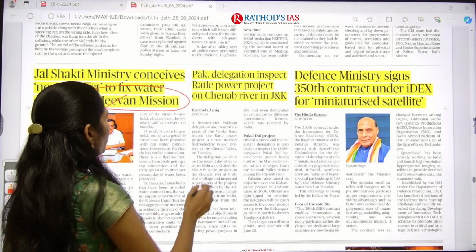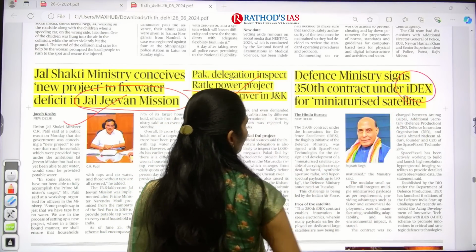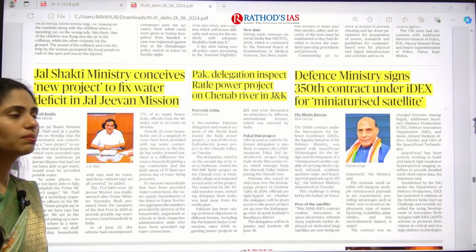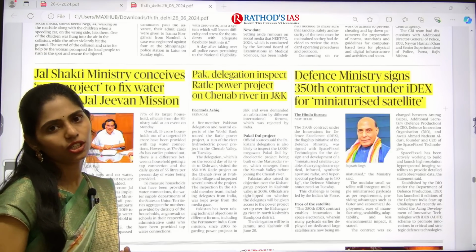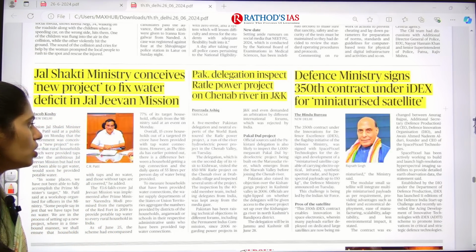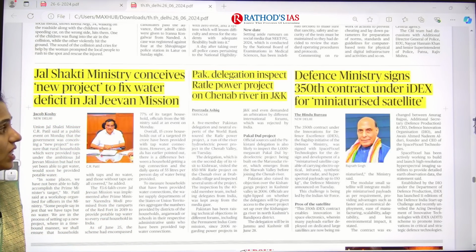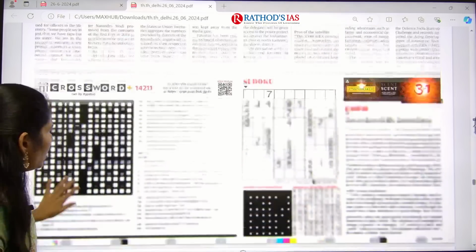And next it is about the Ratley Power Project, which I discussed. The next one is IDEX, which is very important. Okay, so you have to see about this IDEX. IDEX is nothing but Innovations for Defence Excellence. This is an initiative of the Defence Ministry, especially focusing on improving technology, especially miniature satellites, under this project. That's it.